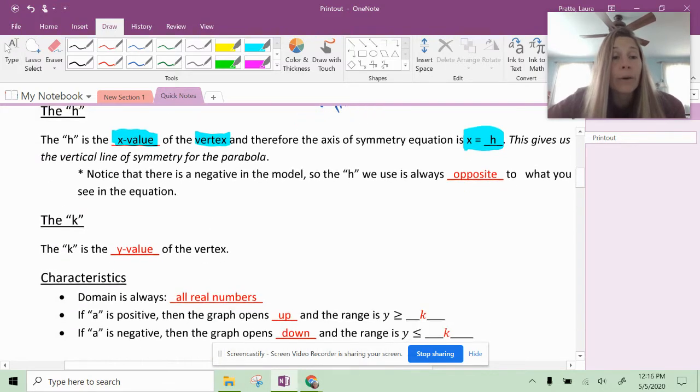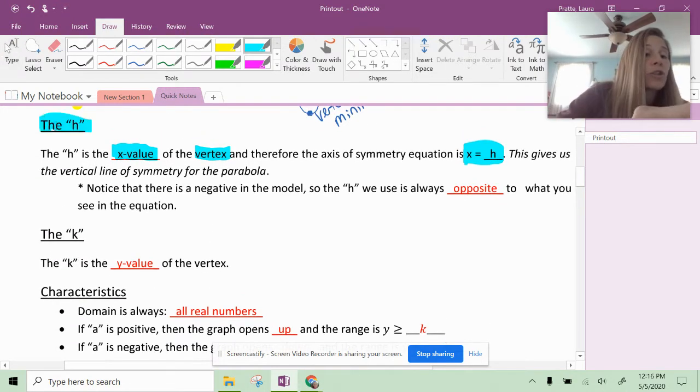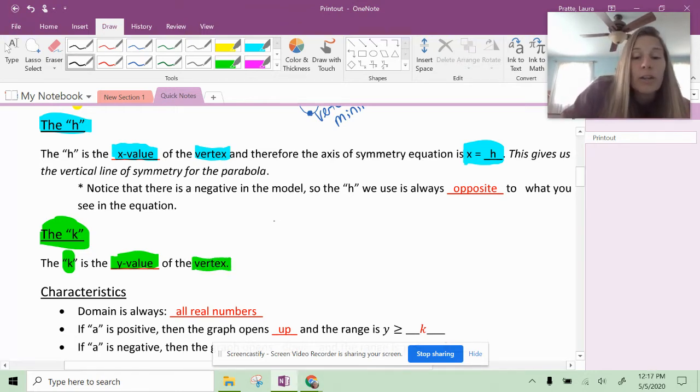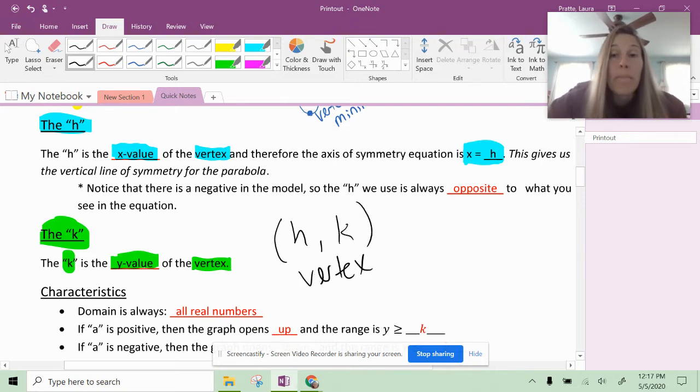Now the k value, so that was all about the h. The k value is the y value of the vertex. So basically you're going to take your h and your k, right? And that's going to be your vertex. So that's going to be that minimum or maximum of your parabola.